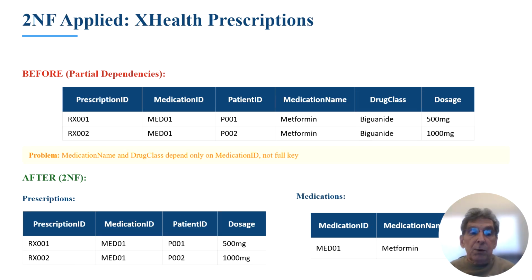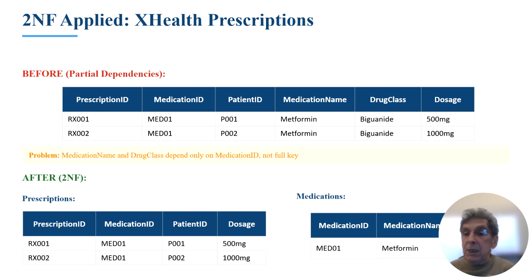Here's another healthcare example, prescriptions. In the before table, we were tracking prescriptions with a composite key of prescription ID, medication ID. Let's say each prescription can have multiple medications, and this table tracks each item. Medication name and drug class depend only on medication ID. Whether this is prescription RX001 or RX002 doesn't affect the fact that Med01 is metformin, and it's a biguanide.